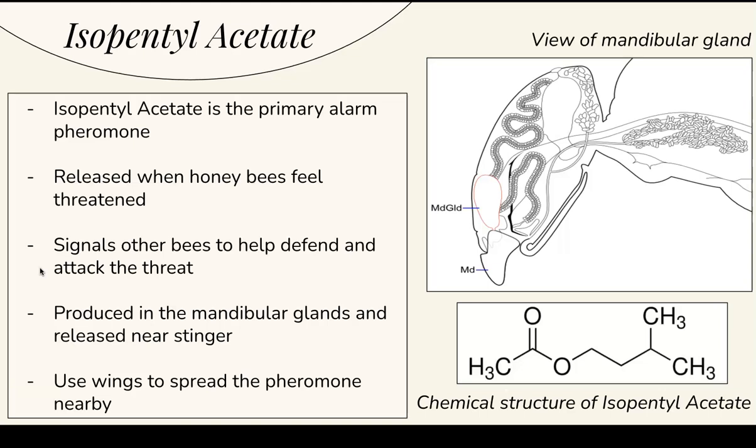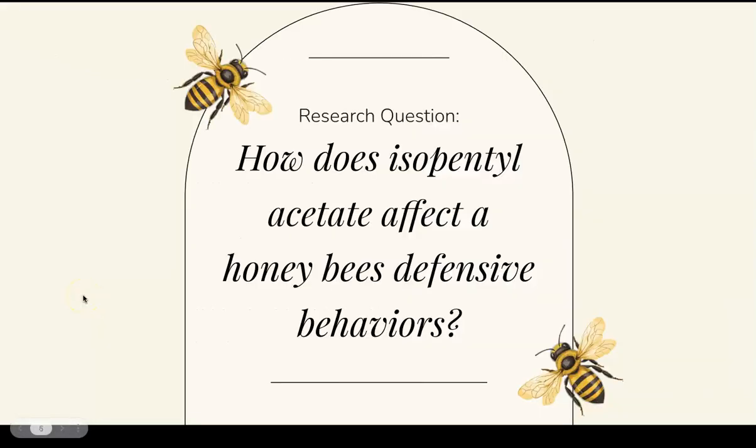The image here on the right is a view of the mandibular gland from the side. You can see it highlighted in red. The bottom image is the chemical structure of isopentyl acetate. I came up with the research question, how does isopentyl acetate affect a honeybee's defensive behaviors?